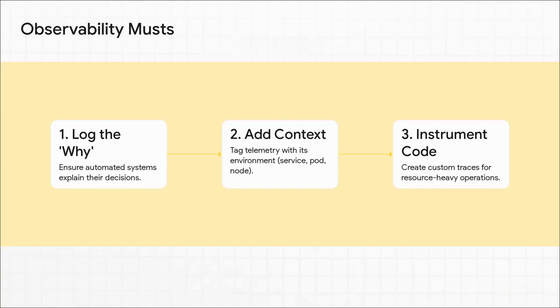Here it is, your 3 observability must-haves. Number 1, log the why. Force your automation to explain itself. 2, add context everywhere. Knowing where something happened is just as important as knowing what happened. And 3, instrument your critical paths. Go deeper than the defaults to see what your code is really doing under pressure.